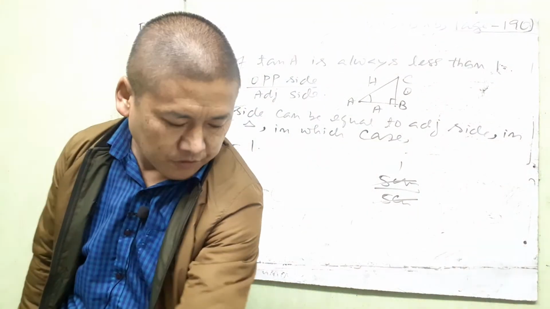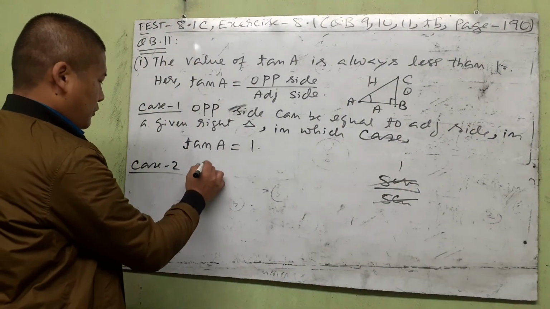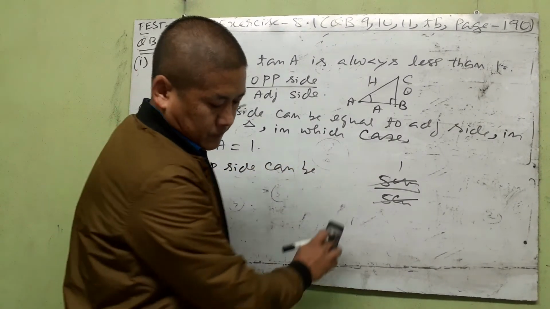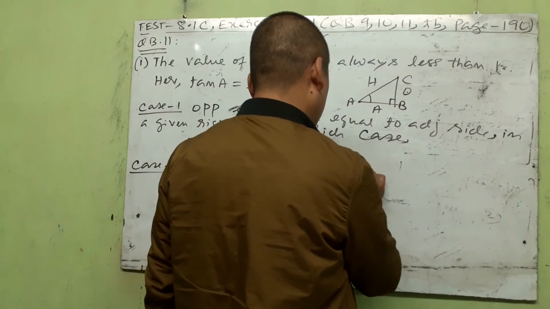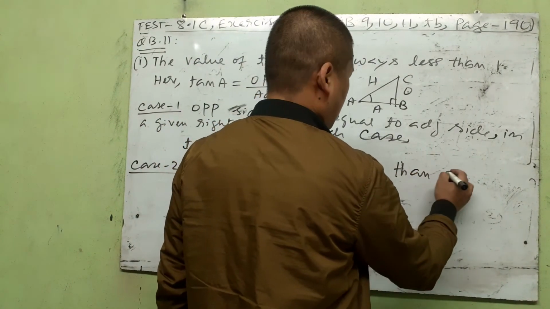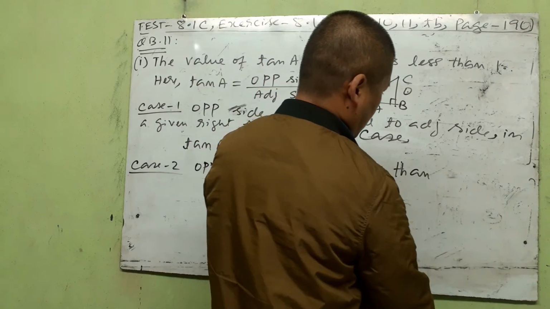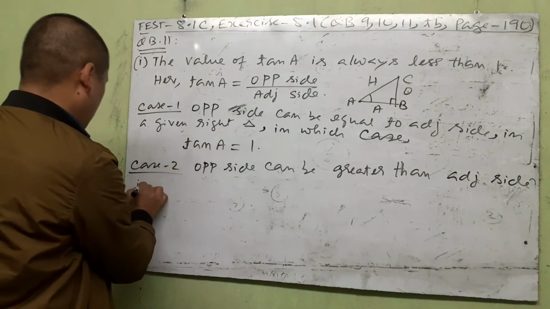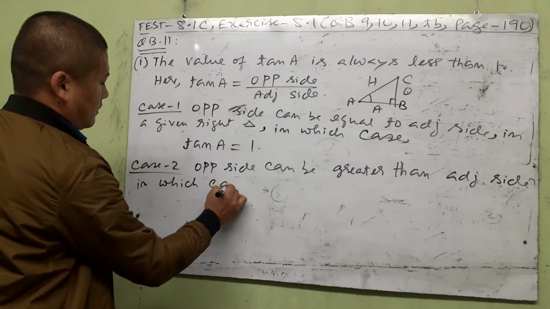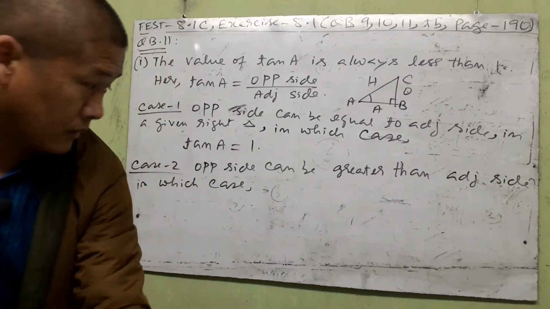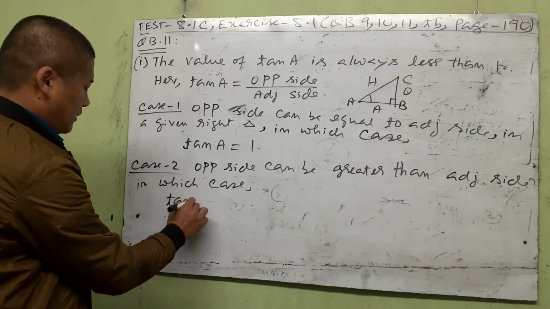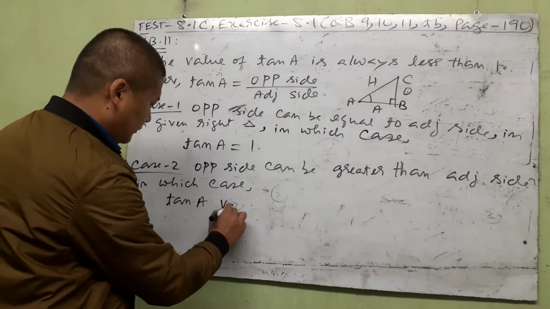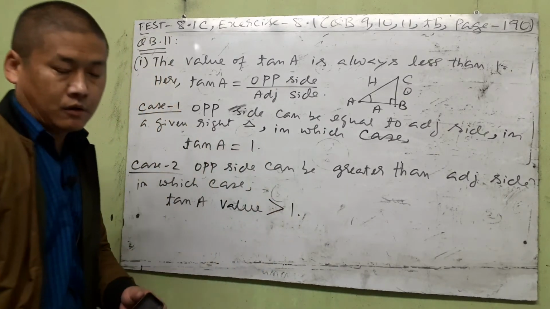Also, opposite side can be greater than adjacent side. Opposite side can be greater or bigger than adjacent side in a right triangle. In which case, if opposite is greater than adjacent, tan A value will become greater than 1. How? Let us see here.